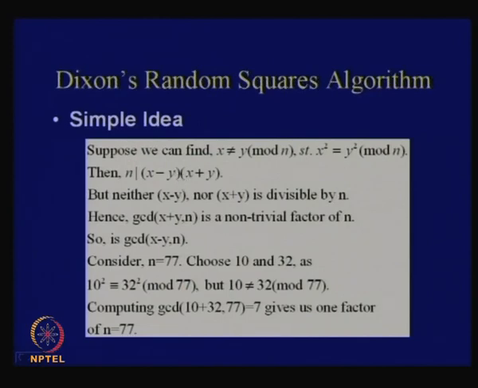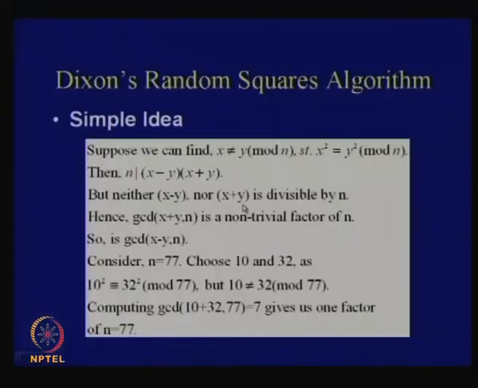What does it mean? That n divides x square minus y square, so n divides x minus y into x plus y, but neither x minus y nor x plus y is actually divisible by n. So what does it mean? The factors of n are p and q. So we can have x minus y divisible by p and x plus y divisible by q, or the other way around. Which means that if I compute the GCD of x minus y and n, or the GCD of x plus y and n, I should get non-trivial factors of n. But the thing is that I need to find such pairs.